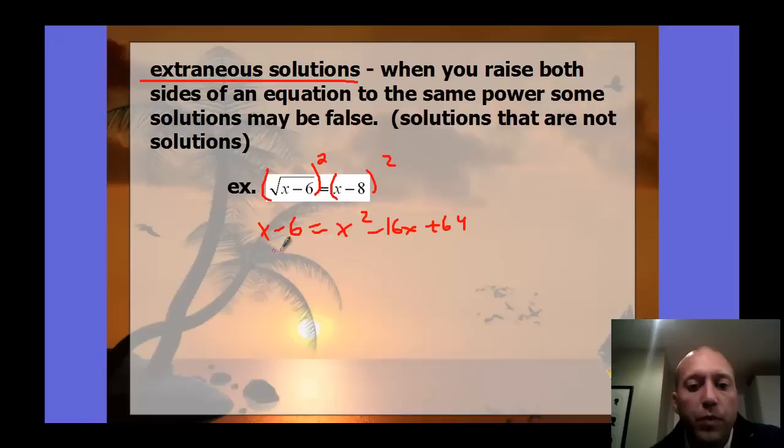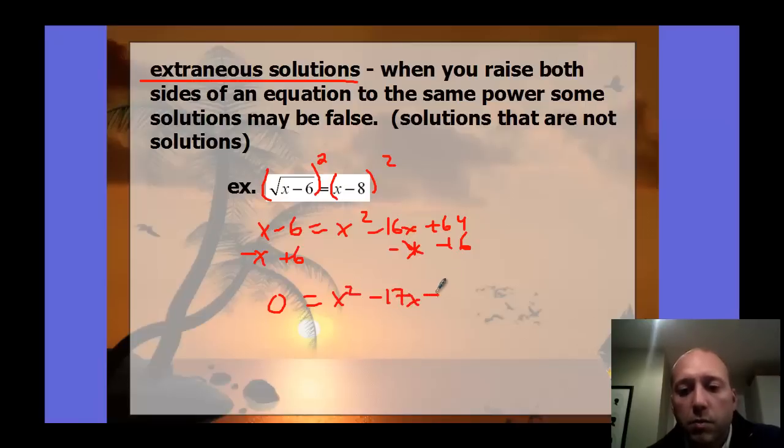So we get that trinomial. And so then we're going to use our quadratic knowledge here. So we need to put it in standard form. So we'll subtract x to both sides and add 6 to both sides. So 0 equals x squared minus 17x plus 70.